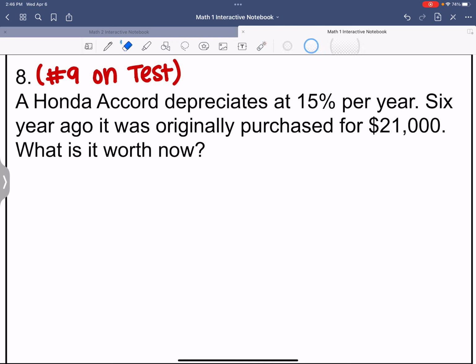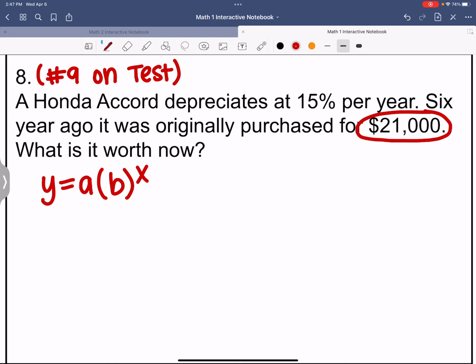So first you have to know your A value and your B value, because you have to write an equation that looks like A times B to the power X. So A is your starting amount. So our starting amount is 2,100. So that's going to be Y equals 2,100. Then we have to figure out what goes in the parentheses.